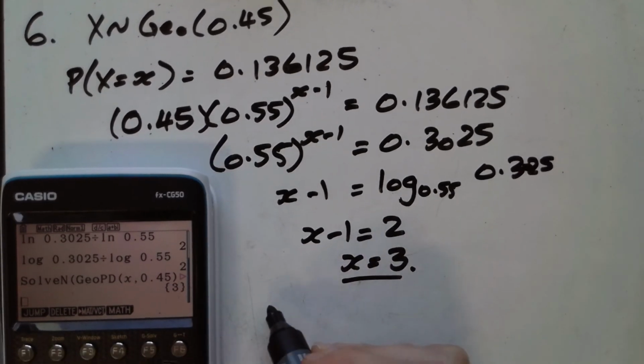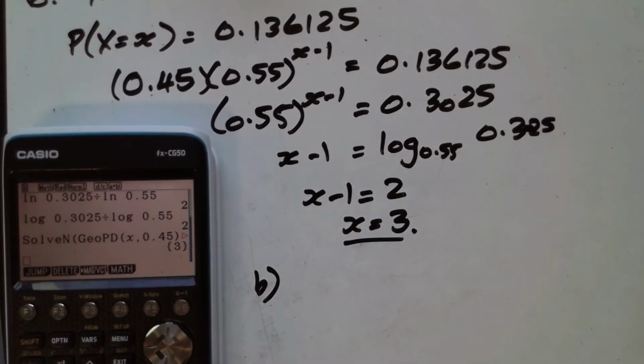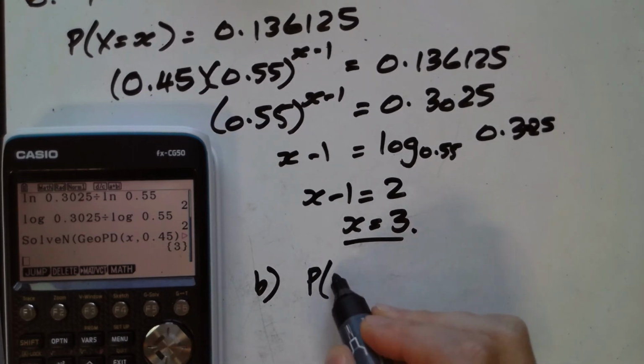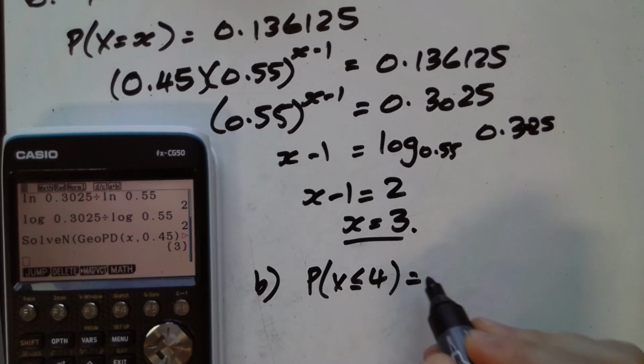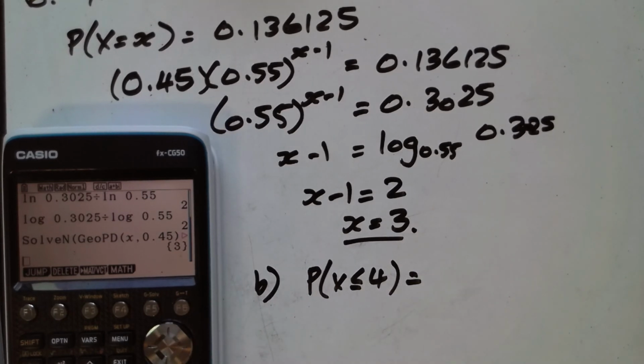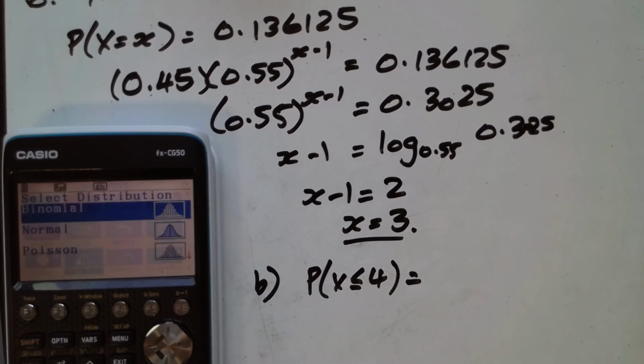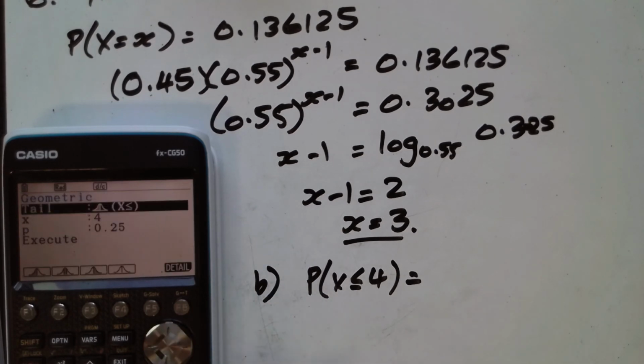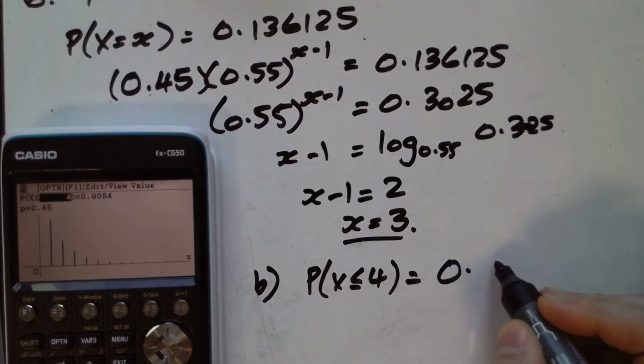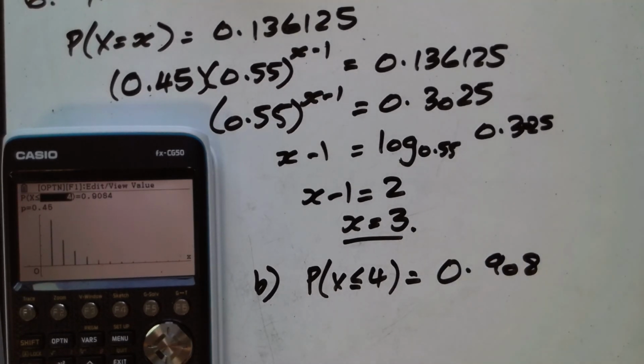There's a part B to it that I haven't done, isn't there? And I've been chatting all that time. So part B just says find the probability that Donald completes the task within 4 attempts. So X is less than or equal to 4, and that would just be the usual geometric stuff. So menu, distributions, geometric, and I want it with it less than or equal to 4, and it was 0.45, wasn't it? So that's 0.9084. So I've chatted a bit there about other bits and ways to do it.